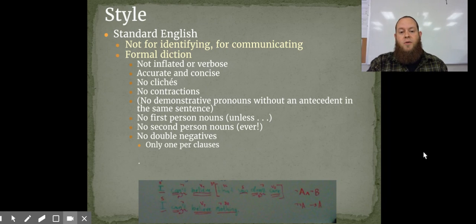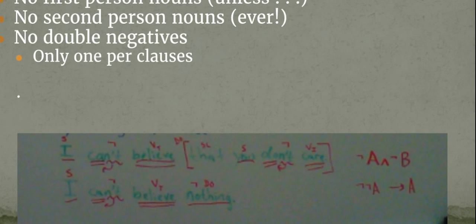Never use double negatives. Look, I have an example here. I can't believe that you don't care. In this case, we have the first negative modifying can't. So I can't believe. What can't I believe? That you don't care. I've got two negatives in the sentence, but they don't negate each other. However, in the second sentence, I've got "I can't believe nothing." If I were to treat that as a logical assertion, those negatives cancel each other out, which means that I can believe something.